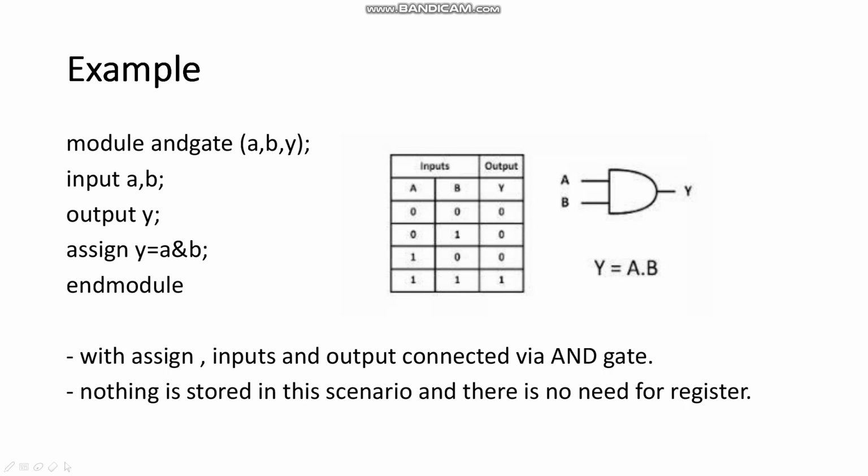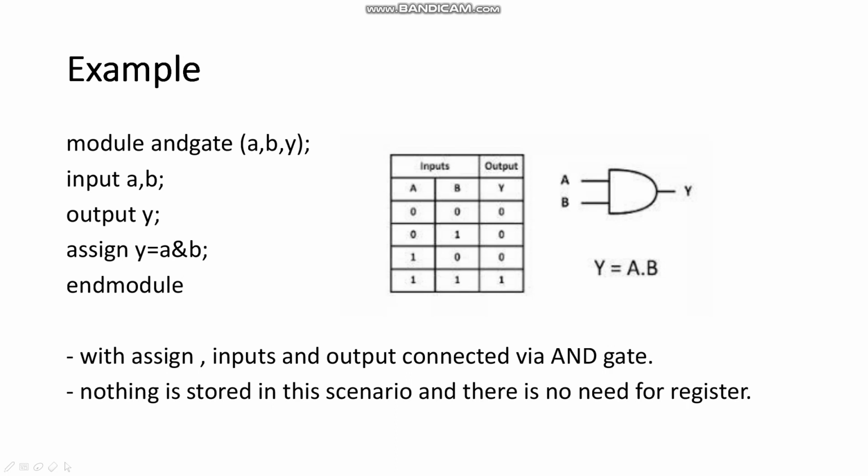You can take the ports in any order, like outputs first and inputs last, or A, Y, B. There is no sequence order when you take the port list. After that, I am differentiating the input ports and output ports: input a, b and output y.